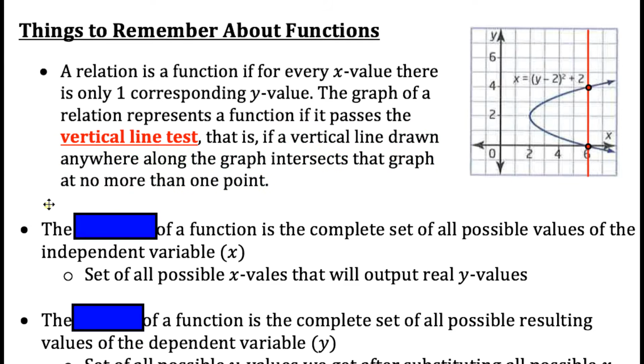Next thing you need to remember is about domain and range. So the domain of a function is the complete set of all possible values of x. So it's basically what values could you input for x and get a value for y. So what input values are possible? Or if we're thinking graphically, we're looking at where the function exists horizontally.